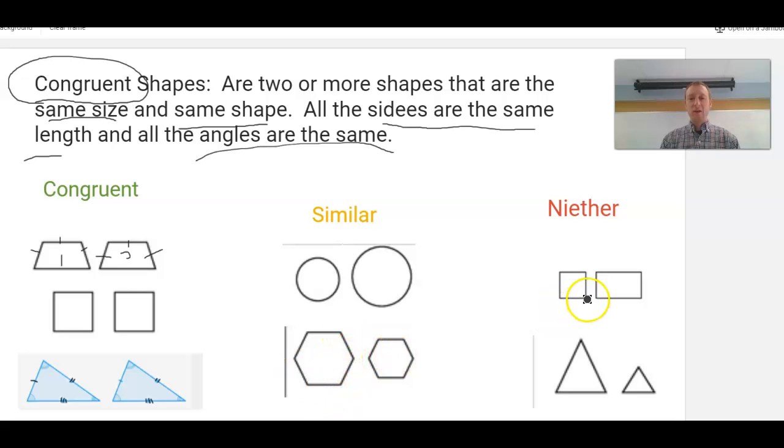And these are neither. These are not similar because this one's a square and this one's a rectangle. And they're not congruent either, right? Because they don't have the same sides and angles. And same with these. Different shapes, different sizes. So congruent means exactly the same. All the lengths are the same, all the angles are the same.